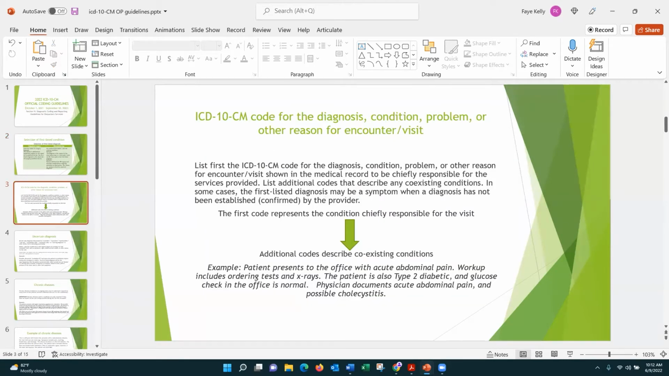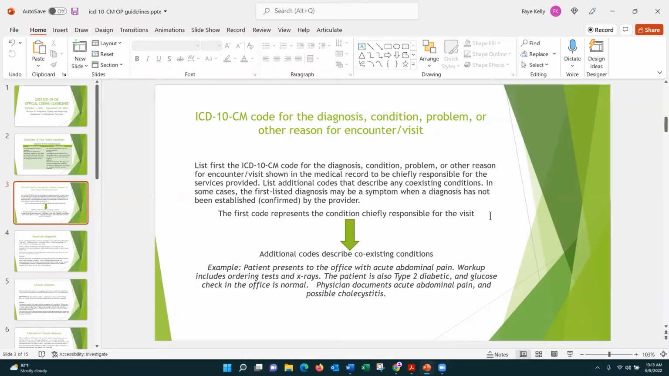The next guideline that we're going to look at is our ICD-10-CM code for the diagnosis, condition, problem, or other reason for encounter and visit. The guideline tells us to list first our ICD-10-CM code for the diagnosis, condition, problem, or other reason for the encounter that is documented. The guideline says shown. I use the word documented in the medical record to be the reason that the services are being provided. Then you can list your additional diagnoses that we also refer to as secondaries.